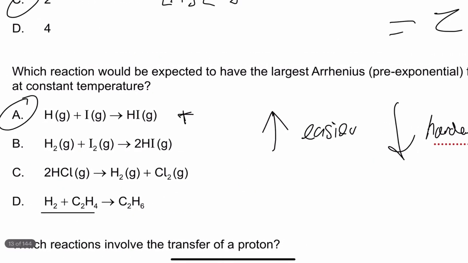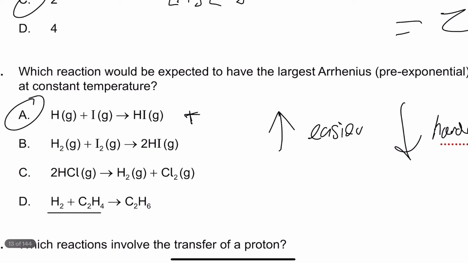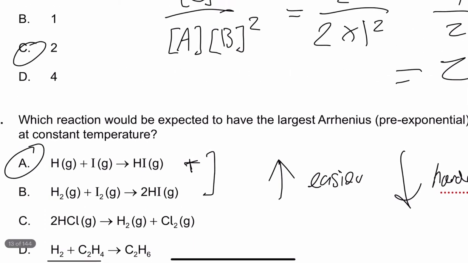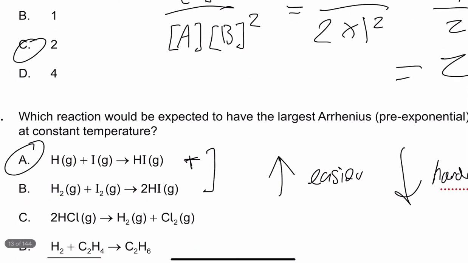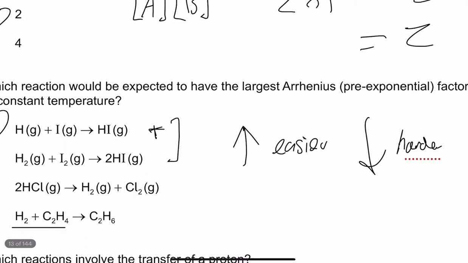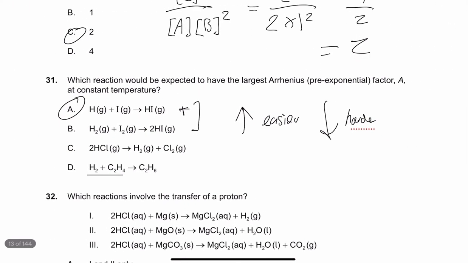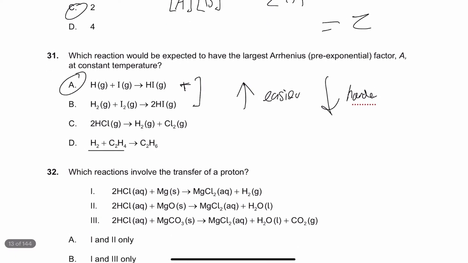Another way you can think about this is by realizing that A and B are so similar. One of them is designed to trick you, right? One of them is probably going to be the right answer. You can see that A is the simpler version, so the collision is going to be easier to occur in the right orientation, and therefore A is the correct answer.